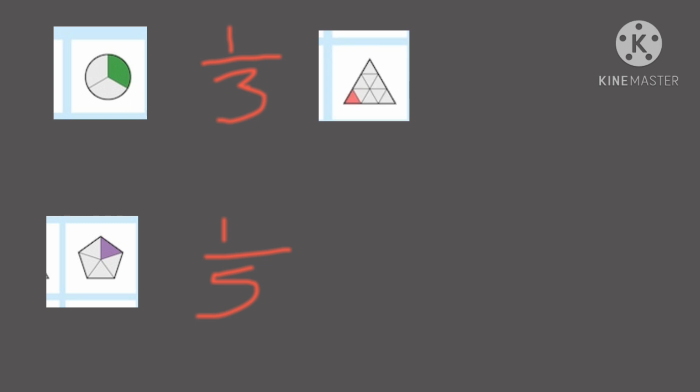Now let us write down the fractions for these figures. Yes, it is equal to 1 by 3, as we have shaded 1 out of 3 parts. The next one is 1 by 5, as it has 5 parts and 1 part is shaded. The next is 1 by 9, and the next is 1 by 4. Okay, can you say whether this is a fraction? No, because the parts are not equal.